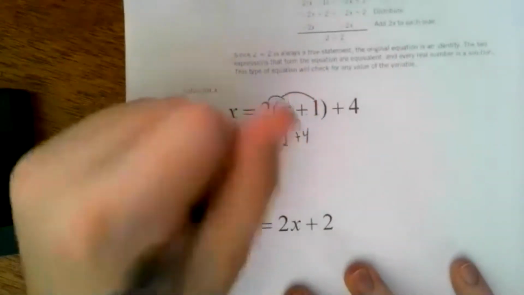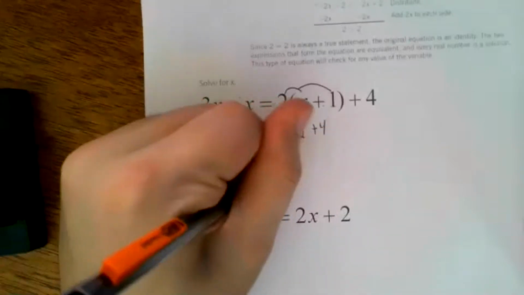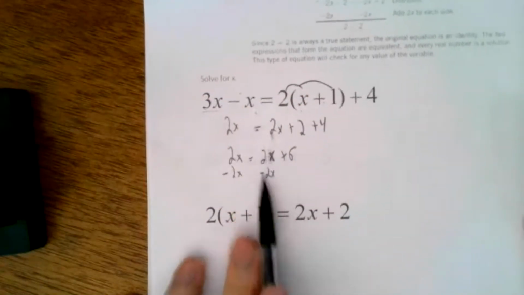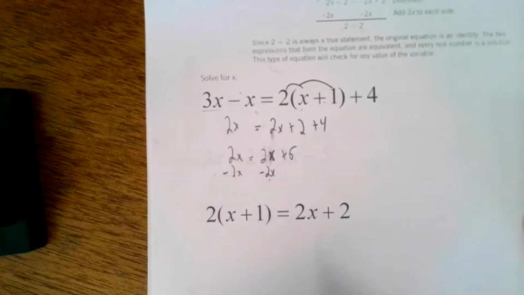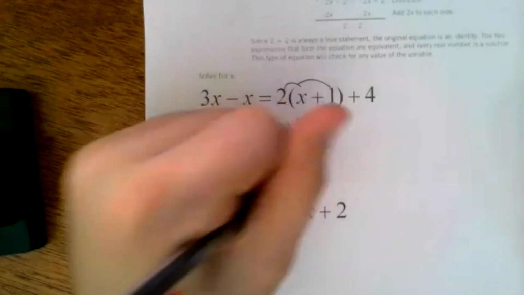And what's the next thing that we can do? You gotta subtract the 2x. Yep. Subtract 2x on both sides. Right. So these two will cancel. But then also these two will cancel. That means there's no solution. Yep. So we get 0 equals 6. And that means that there's no solution.